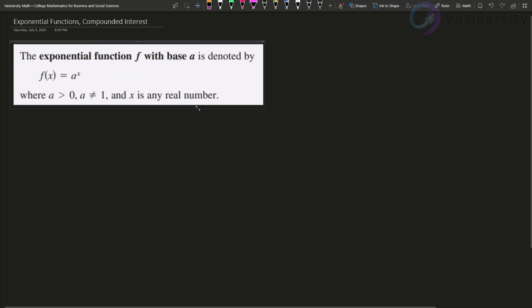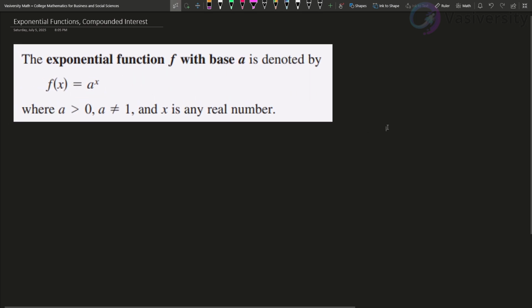So an exponential function is a function f with base a, denoted as f of x equal to a to the power of x, where a is greater than 0 and a is not equal to 1. If it's equal to 1, 1 to the power of x is just going to be 1. And x is any real number. Okay, so any real number.